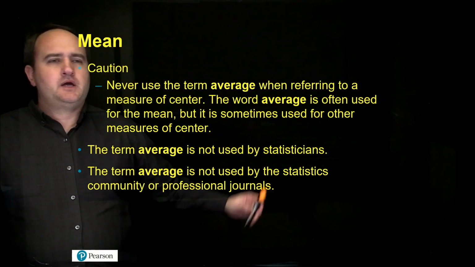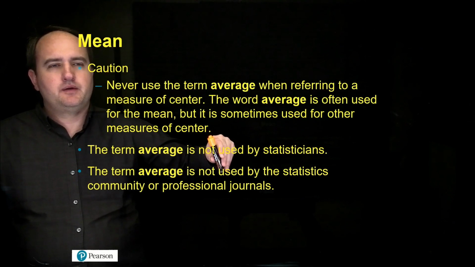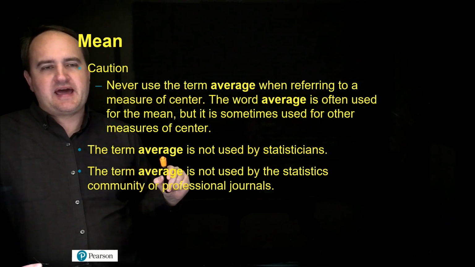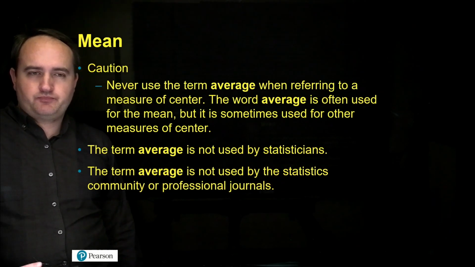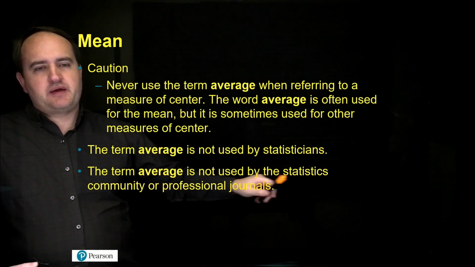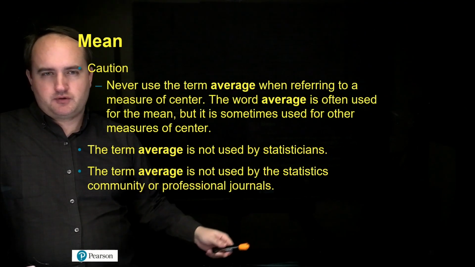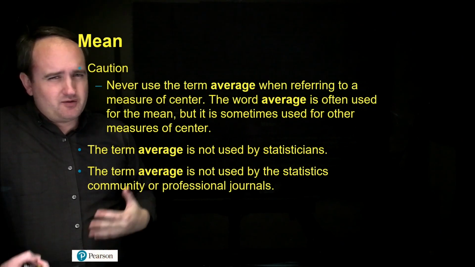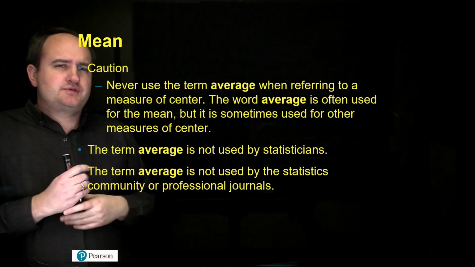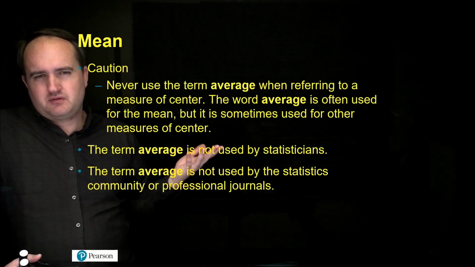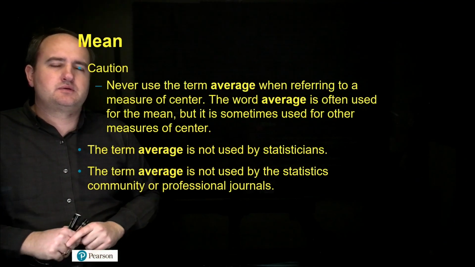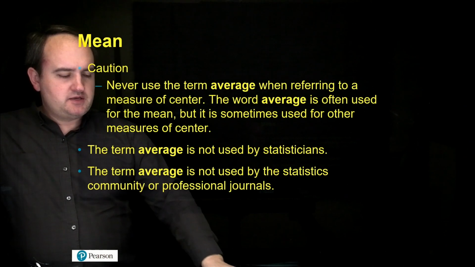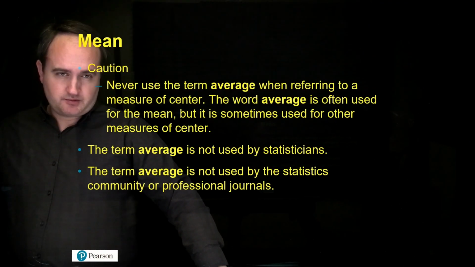So the word average is often used for the mean, but is sometimes used for other measures of center, and for that reason, that's why the term average is not used by statisticians. The term average is not used by the statistics community or professional journals. Science journals don't usually use the term average, they just call it the mean. And the reason for that is just the word average is kind of like the word center. So it's a little bit ambiguous. So average doesn't have to necessarily be the mean. Okay, but the mean should be very straightforward to calculate, especially with a calculator.